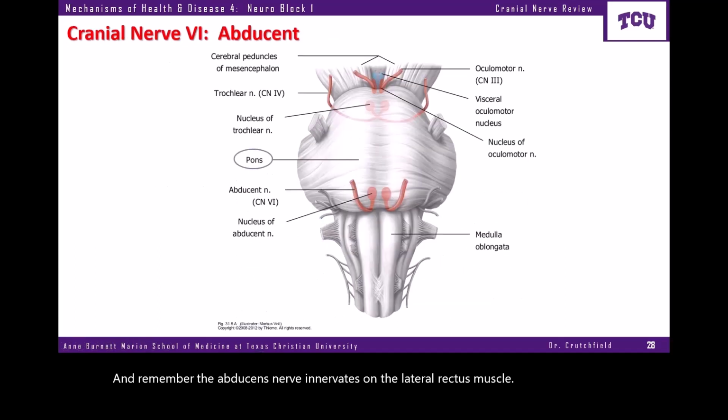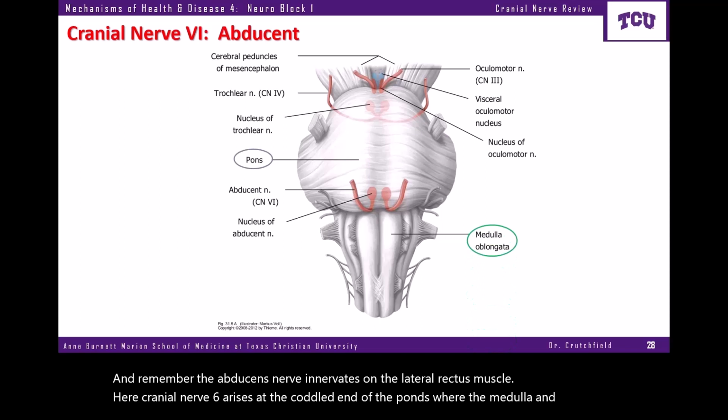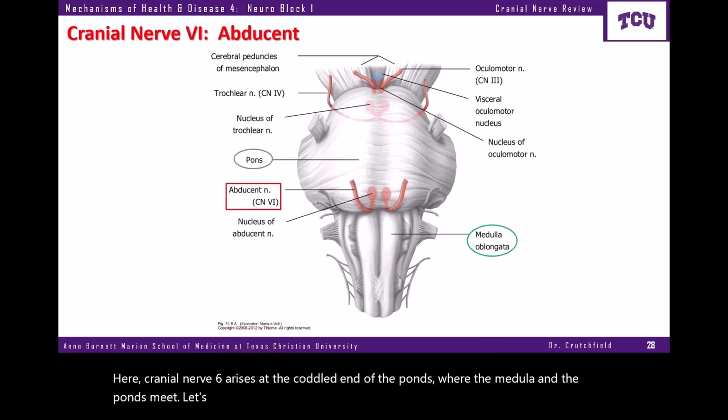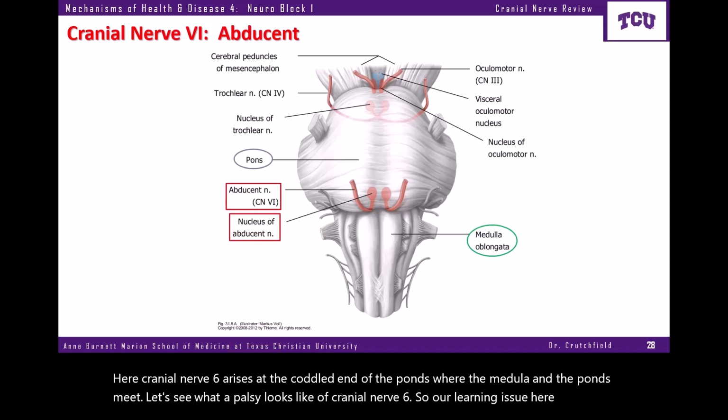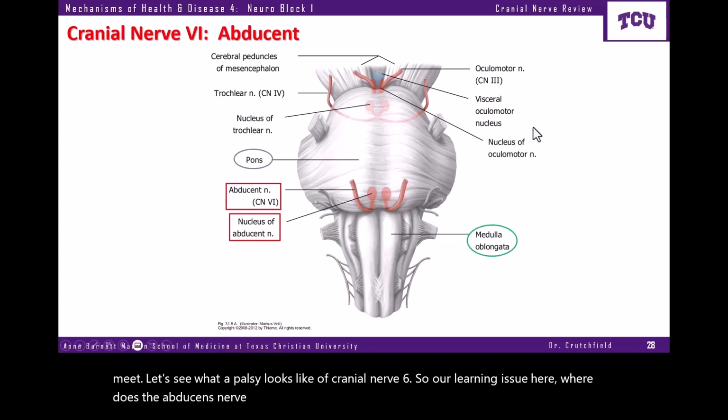Here, cranial nerve 6 arises at the caudal end of the pons, where the medulla and the pons meet. Let's see what a palsy looks like of cranial nerve 6. So our learning issue here, where does the abducens nerve exit the brainstem?